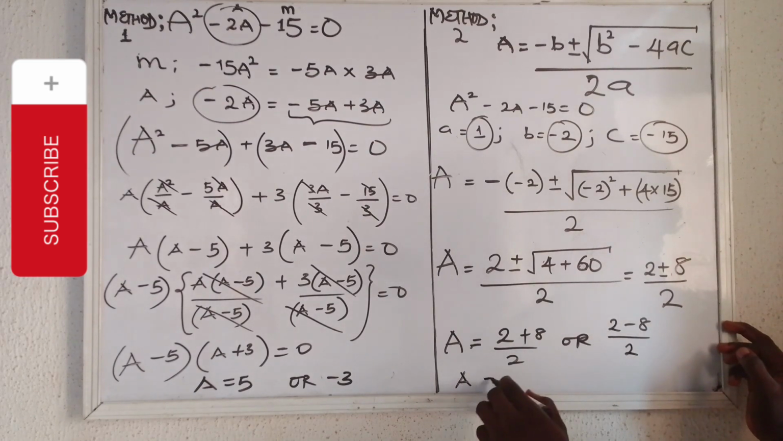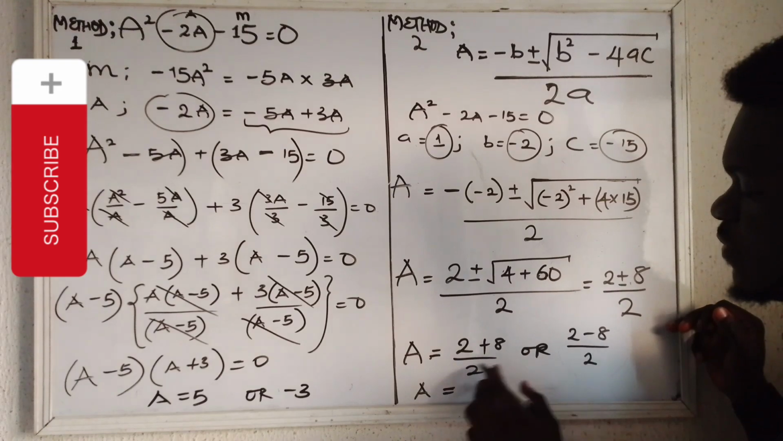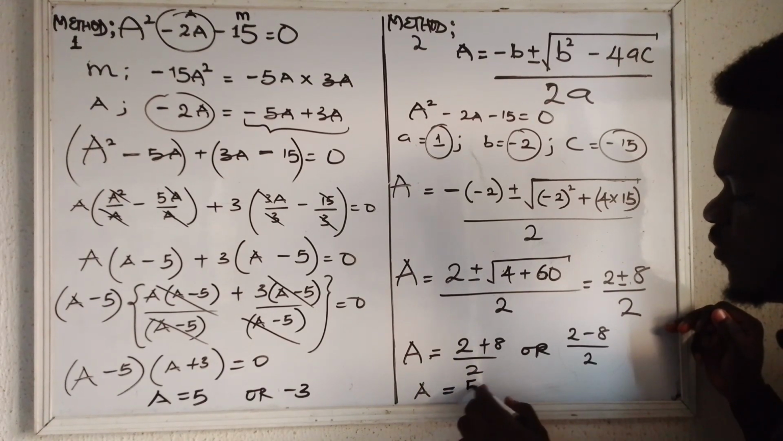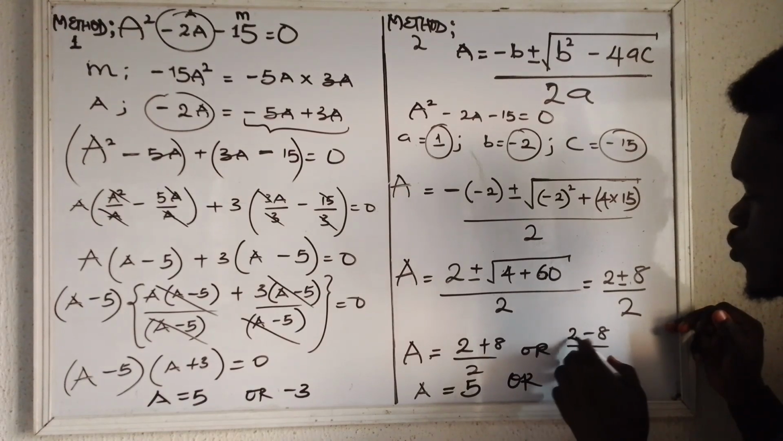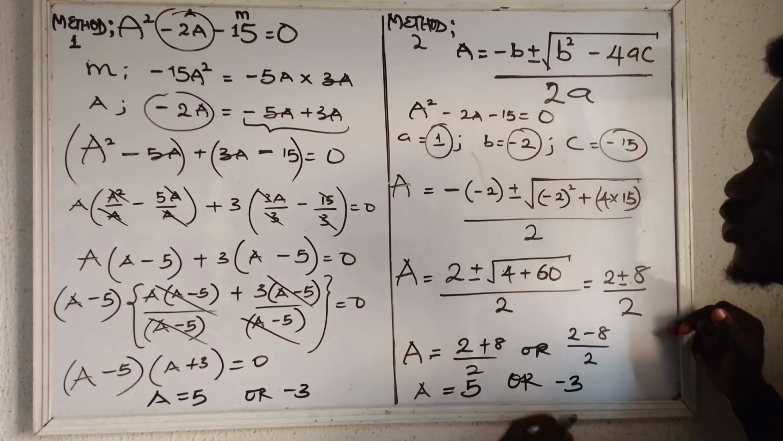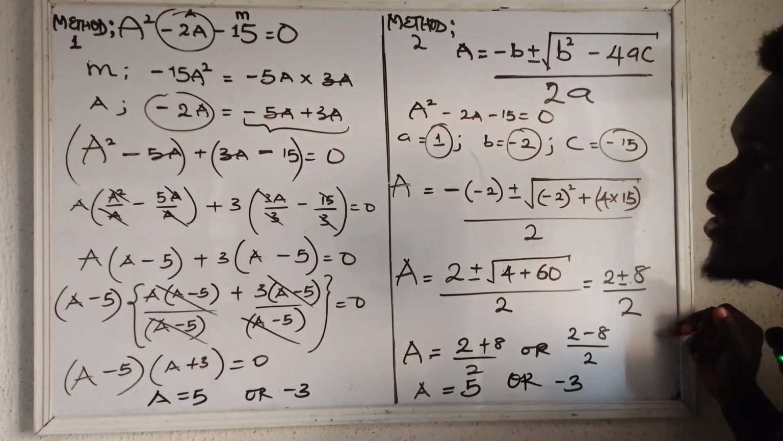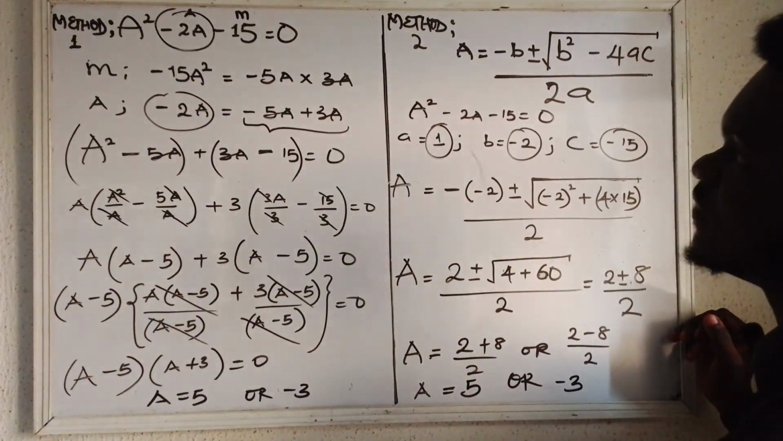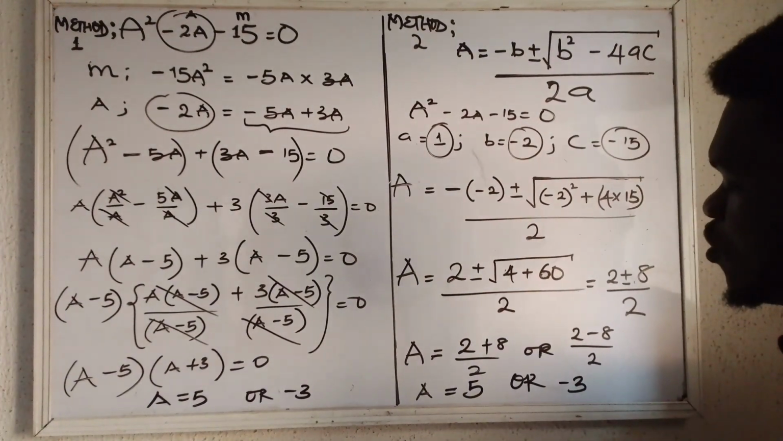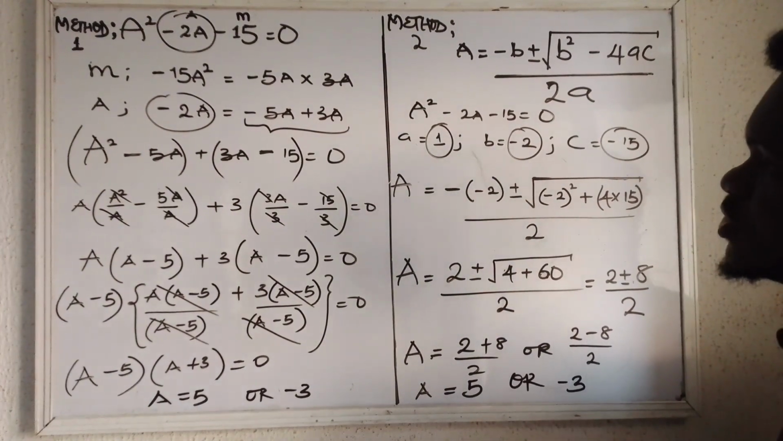So finally, a will be equal to 2 plus 8 divided by 2. This is 10 divided by 2. That will give you 5. Or 2 minus 8, that's minus 6. Minus 6 divided by 2, you get minus 3. So those are the solutions. You can see that these two methods complement each other. Method 1, which is the factorization method, and method 2, which is the formula method or the quadratic method. You see they complement each other.